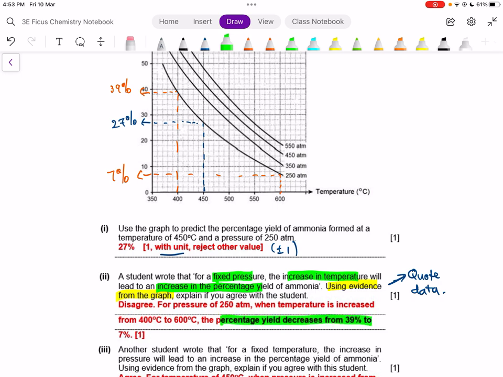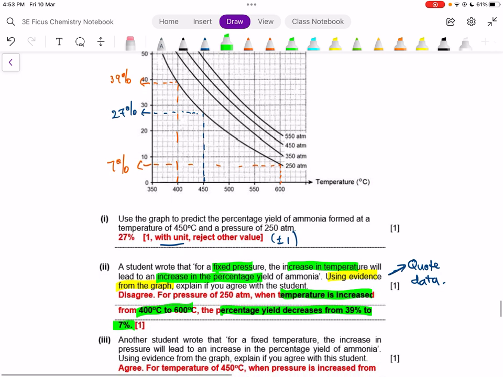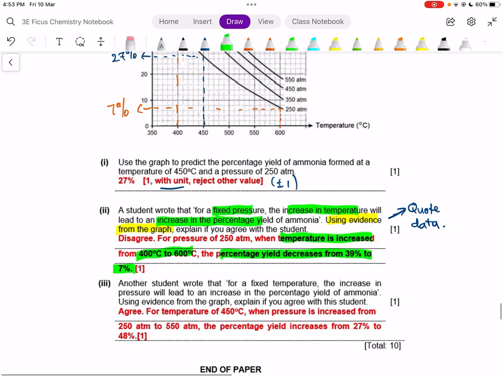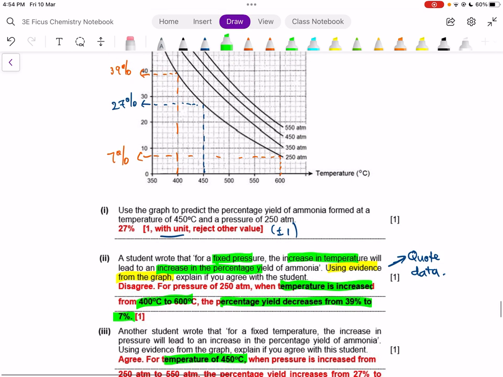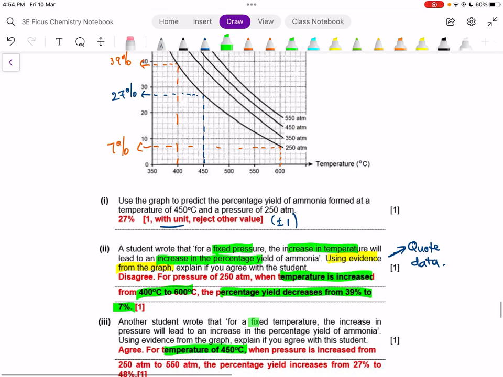Okay, decreases from 39% to 7% as the temperature increases from 400 to 600 degrees Celsius. Okay, then next thing is for a temperature of 450 degrees Celsius. Okay, next one is what? Fixed temperature, increase in pressure, increase in percentage U.